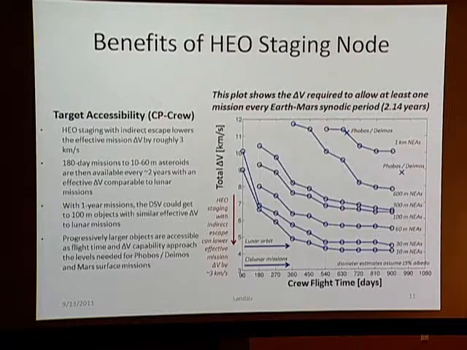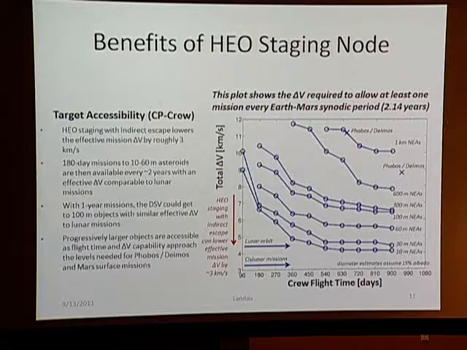So why would we do this? Basically, for that gigantic vehicle, in terms of the interplanetary trajectory, the high Earth orbit staging lowers the delta V you have to do by roughly 3 kilometers per second.